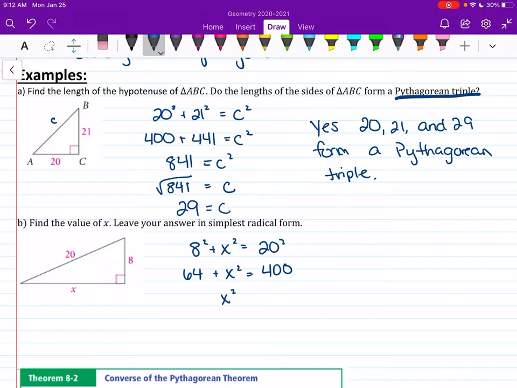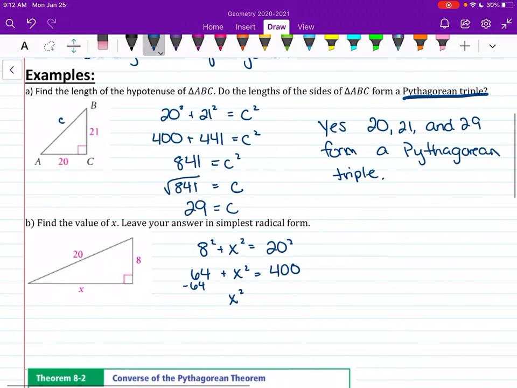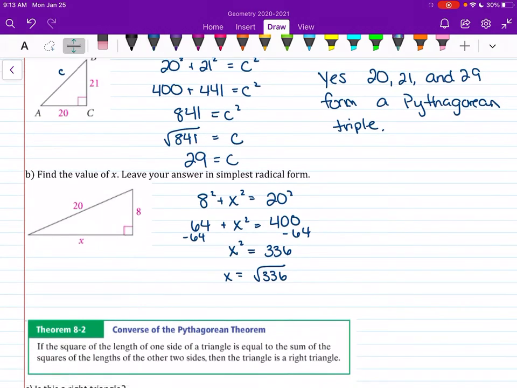So then I'm going to subtract 64 from both sides. So then I get x squared equals 336. Take the square root of both sides. Okay. And when I plug the square root of 336 into my calculator, I do not get a whole number. So this is where we do the simplest radical form. Okay, so let's practice simplest radical form.